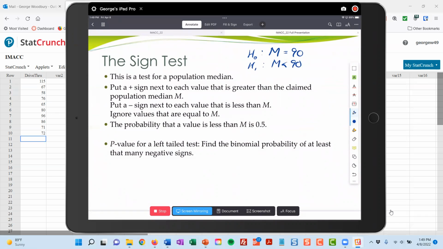The idea of the calculations is actually pretty simple. We go through the set of data and put a plus sign for every value that's greater than the median, a minus sign for every value that's below it, and we cross out any values that are equal to the median. Once we've totaled the plus signs and the minus signs, we know that if 90 really is the median, half the values are supposed to be below and half above. So the chance that a value is below or above is 50-50, and we can do a binomial probability calculation at that point.